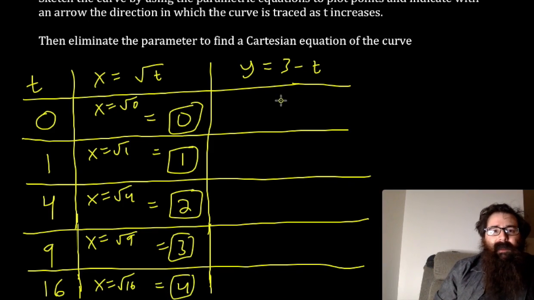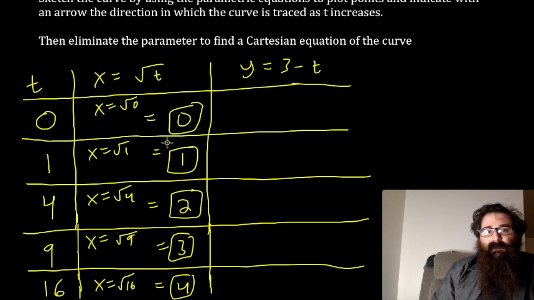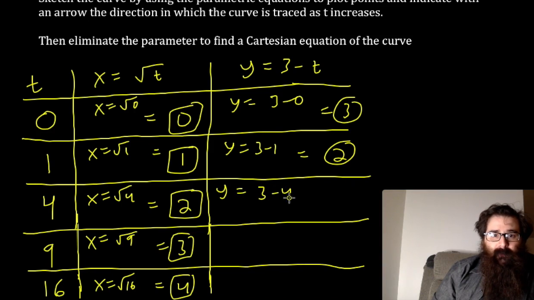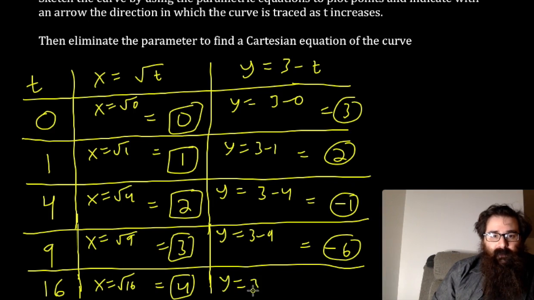And then I can work with y. We're going to see something interesting happening with y because we jumped around so much on the t values. Even though y moves linearly, it's not going to appear that way in my table since I'm jumping around my t values. But if t is 0, 3 minus 0 gives me 3. When t is 1, 3 minus 1 gives me 2 for y. When t is 4, 3 minus 4 gives me negative 1. When t is 9, 3 minus 9 gives me negative 6. And when t is 16, 3 minus 16 gives me negative 13.